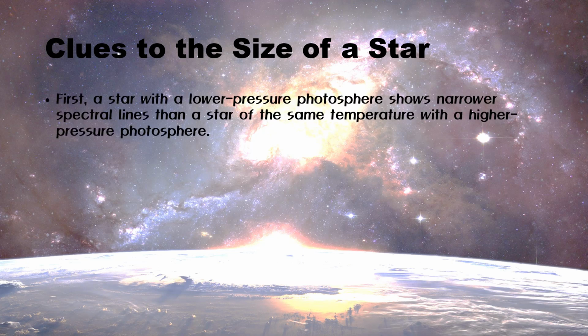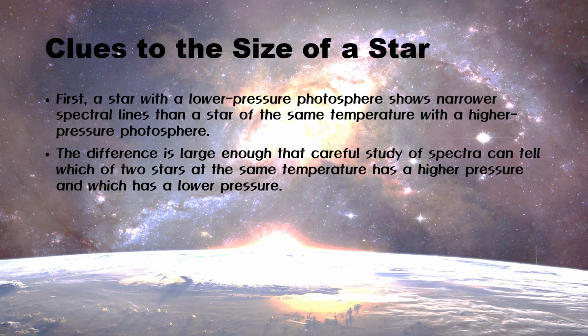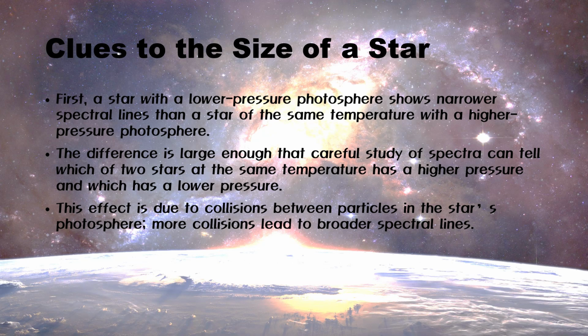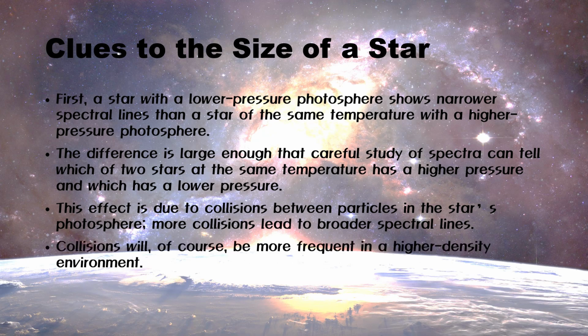First, a star with a lower pressure photosphere shows narrower spectral lines than that of a star of the same temperature with a higher pressure photosphere. The difference is large enough that careful study of spectra can tell which of the two stars at the same temperature has a higher pressure and which one has a lower pressure. This effect is due to the collisions between particles in the star's photosphere. More collisions lead to broader spectral lines. Collisions will, of course, always be more frequent in a higher density environment. You think about our own sun, when we talked about the core of the sun and how long it takes photons to escape because it's so packed in that radiative zone that those photons bounce around.